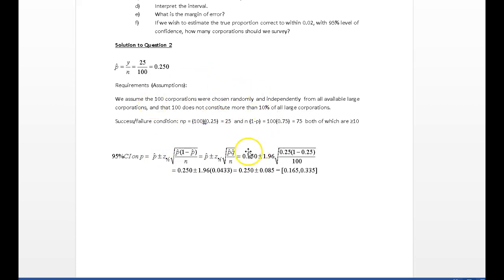So what do we know? We know our p-hat value, our sample proportion, is 0.25. I'm going out plus or minus 1.96, because 1.96 is tied to a 95% level of confidence, multiplied by the square root of my sample proportion times 1 minus p-hat divided by my sample size. I work all this out, and it turns out that I'm 95% confident that somewhere between 16.5% and 33.5% of all large corporations would prefer to hire a non-smoker.